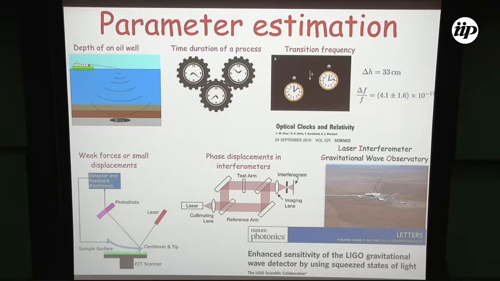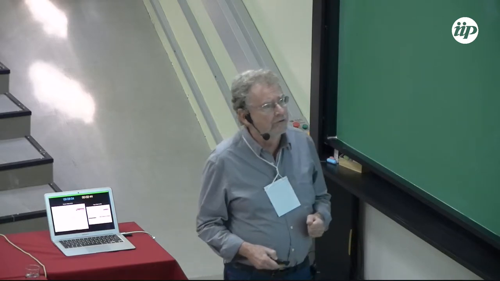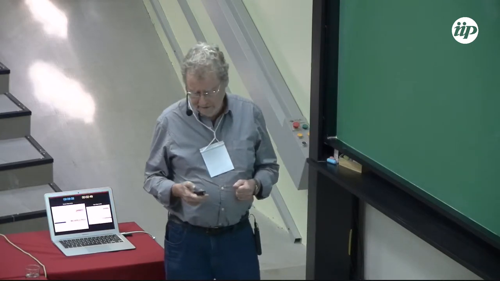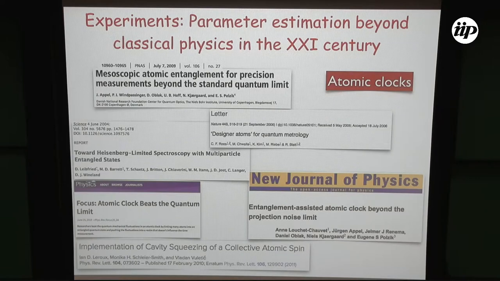And in fact, in the 21st century, parameter estimation has led to many, many experiments. These are some examples of experiments in this area. Phase resolution, for instance, in several kinds of systems using entangled photons, multi-photon entangled states, and so forth. Okay, atomic clocks, of course.